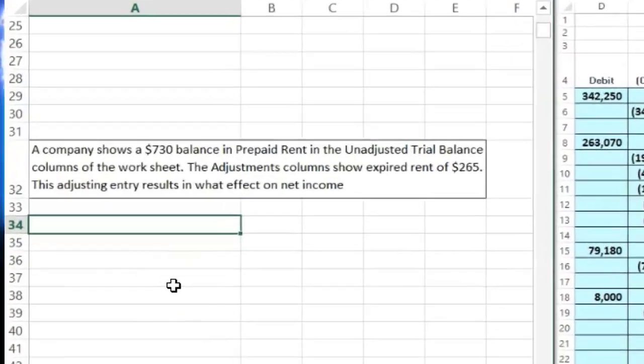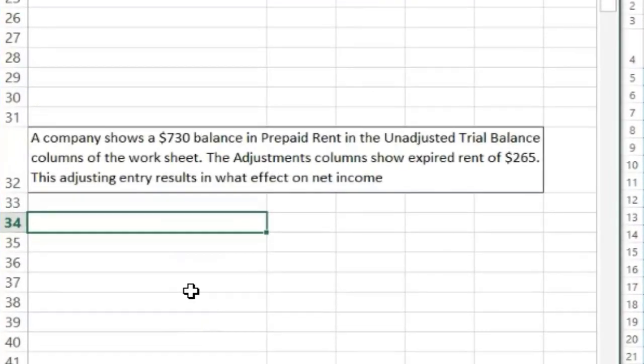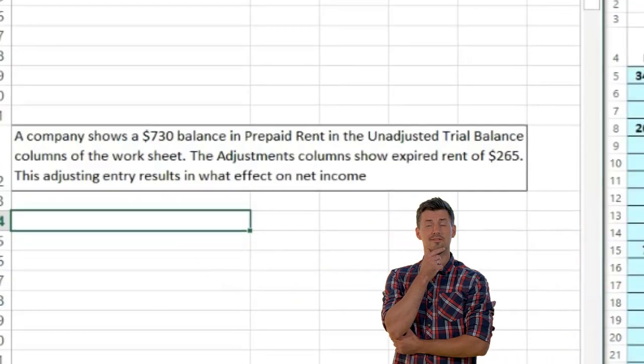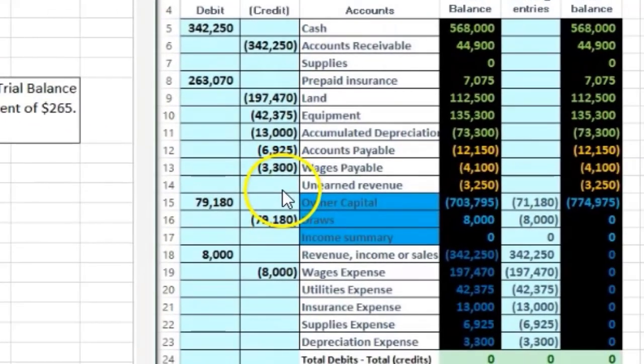Next one we have, a company shows 730 balance in prepaid rent in the unadjusted trial balance columns of the worksheet. The adjusted columns show expired rent of 265. This adjusting entry results in what effect on net income? So this one we're just going to have to think through and see what the journal entry would have done to net income. So if we were thinking about the adjusting entry for prepaid rent, we would say, oh, that's some kind of prepaid.